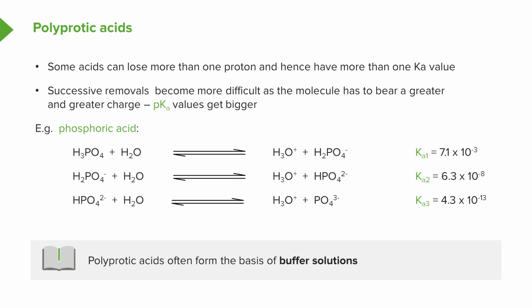Polyprotic acids are often used in buffer solutions, and certainly when you're looking at trying to mimic a plasma or the natural pH and natural salt concentrations for a given biological system, you would often use phosphates in your buffer.